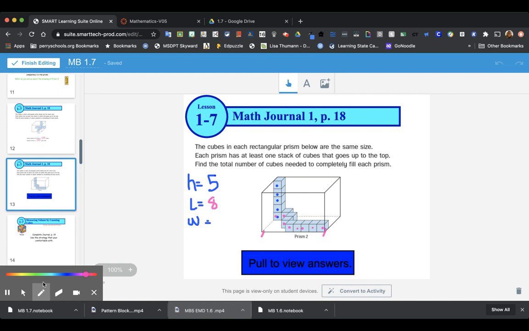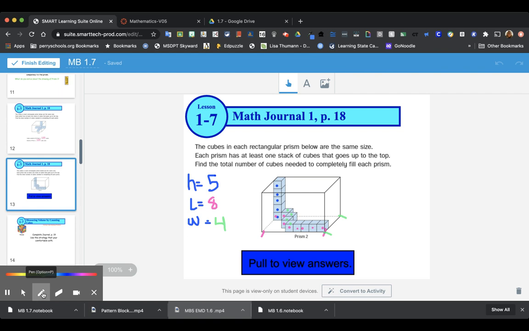And then width-wise, I'll do in green. And this time I'm going to go from this corner to this corner. And I can see that we've got 1, 2, 3, 4. It is 4 wide. So we have 5 high, 8 long, and 4 wide. So we're going to take 5 times 8 times 4.